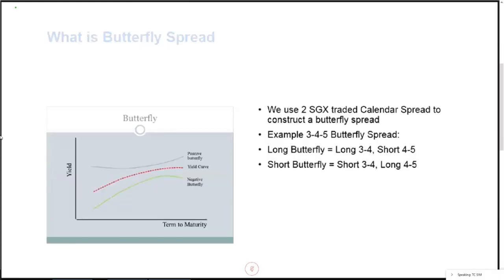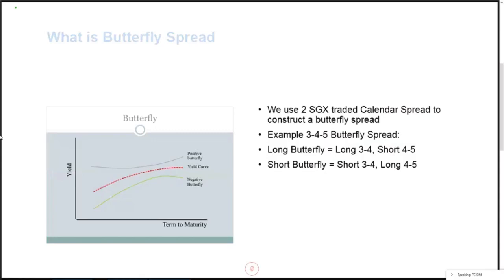Butterfly spread. When we talked about spread earlier, we were talking about basically one front month versus one back month. In a butterfly spread, you actually have 3 months involved. It's essentially still a spread. Say, for example, if we talk about a 3, 4, 5 butterfly spread, and if I want to long the butterfly, I'll be longing the outside months, the 3 and the 5, and I'll be shorting the 4, in the ratio of 1-to-1.